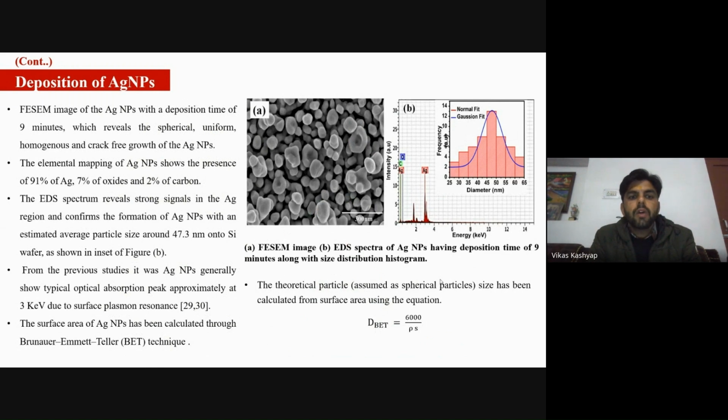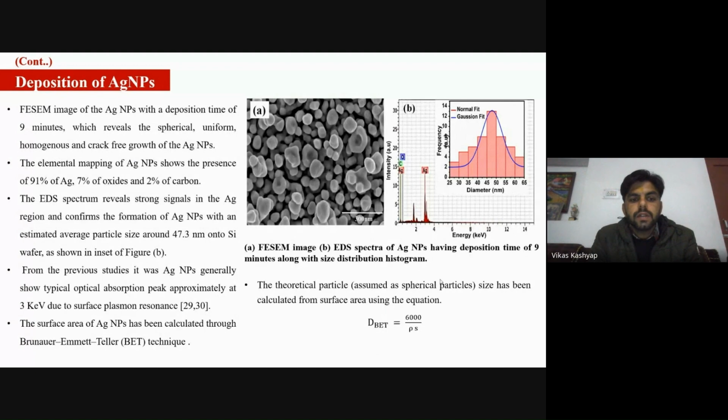The elemental mapping of Ag nanoparticles shows the presence of 91% silver, 7% oxides, and 2% carbon. The diffuse reflectance spectroscopy spectrum reveals a strong signal in the Ag region and confirms the formation of Ag nanoparticles with an estimated average size of around 47.3 nanometer on the silicon wafer.